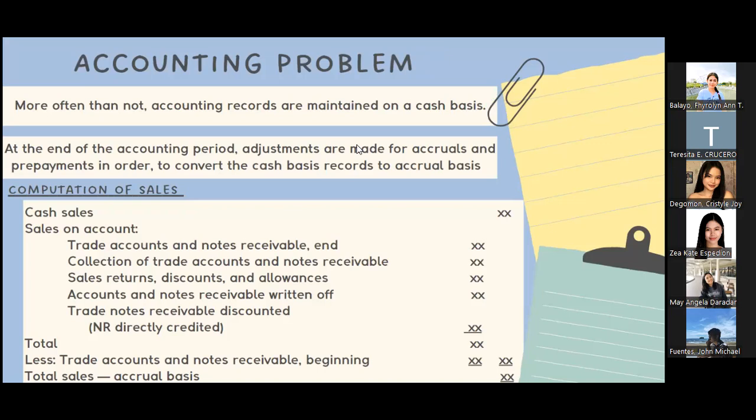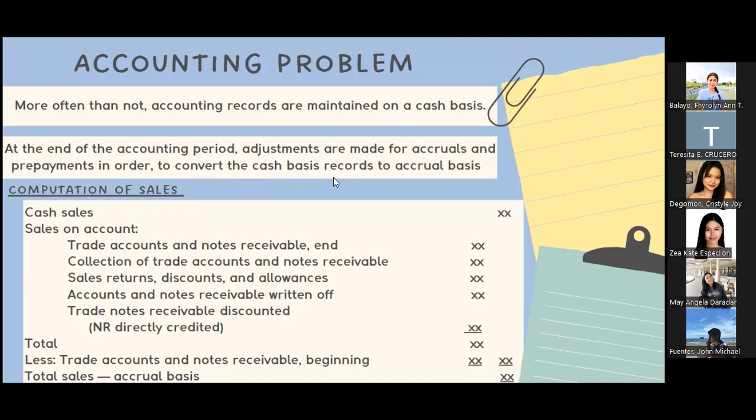Good morning, everyone. My name is Zeki Espijon, and I will continue the reporting on accounting problem. More often than not, accounting records are maintained on a cash basis. At the end of the accounting period, adjustments are made for accruals and prepayments in order to convert the cash basis records to accrual basis. To achieve the conversion from cash basis to accrual basis of accounting, the following formulas may be helpful.